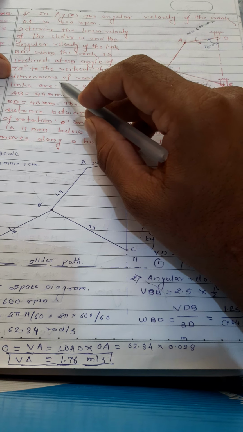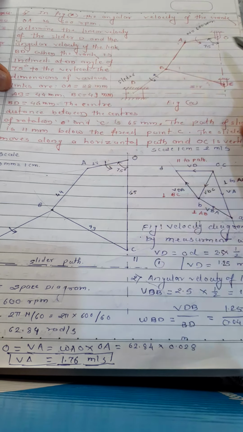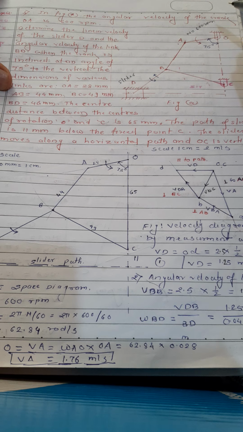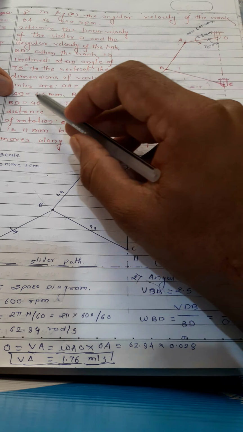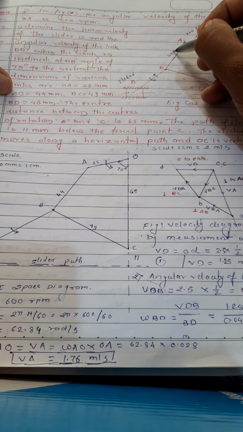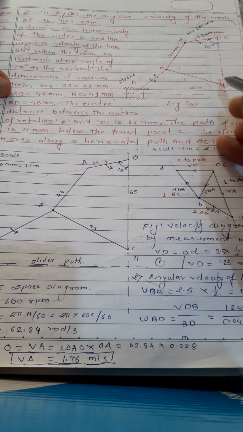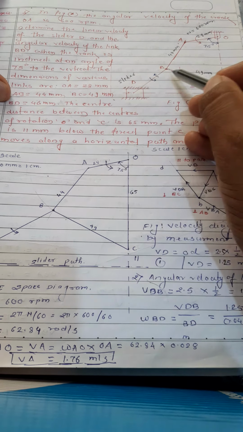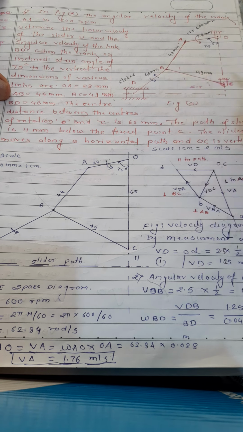To the vertical. The dimensions of the various links are: OA is equal to 28 millimeter, AB is equal to 44 millimeter, BC is equal to 49 millimeter, and BD, this one, is equal to 46 millimeter.